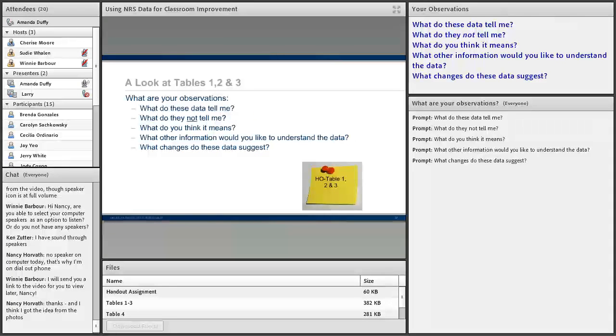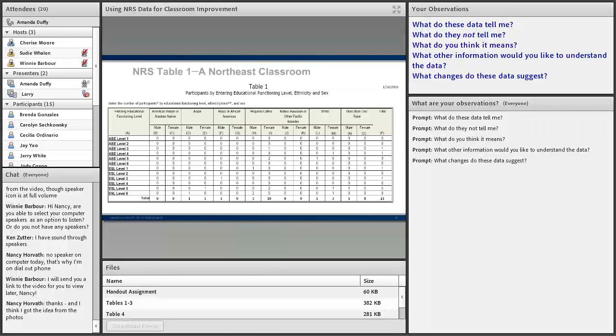But what do the data tell you? What do they not tell you? What do you think it means? What other information would you like to understand the data? And what changes do these data suggest? So in the file pod, you'll see a handout, tables 1 through 3. I'm going to pull it up on the screen, but it's a little bit small on the screen. So I just want to pause and give you a moment to take out and open tables 1 through 3 in the file pod.